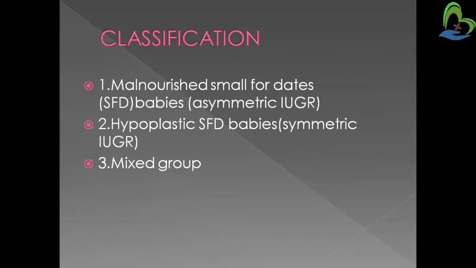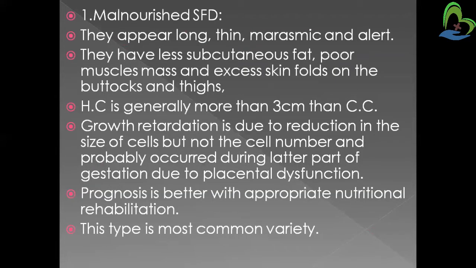Now, classification. This IUGR is classified into three. First is malnourished small for dates, SFD babies, or asymmetric IUGR. Second is hypoplastic SFD babies, or symmetric IUGR, and third is the mixed group. So first we will see about malnourished SFD.